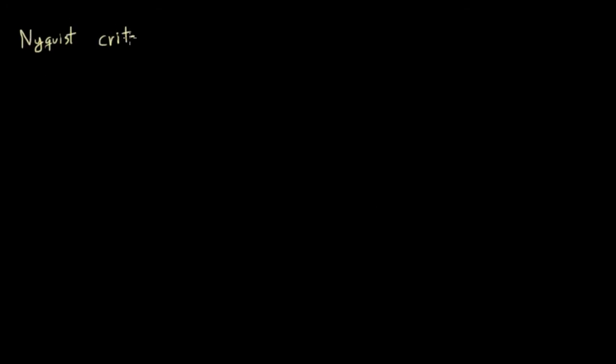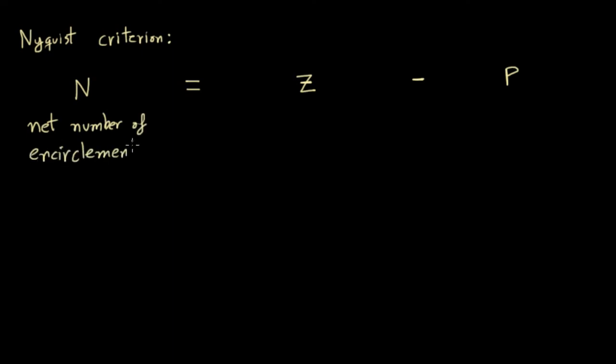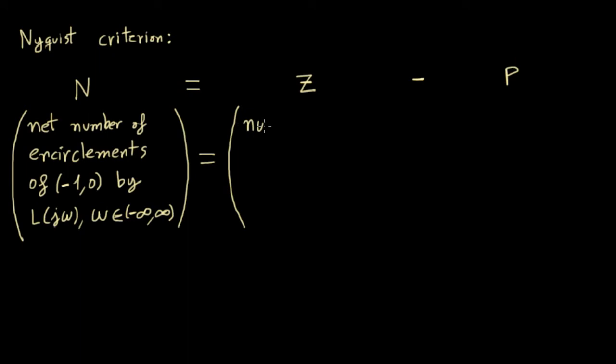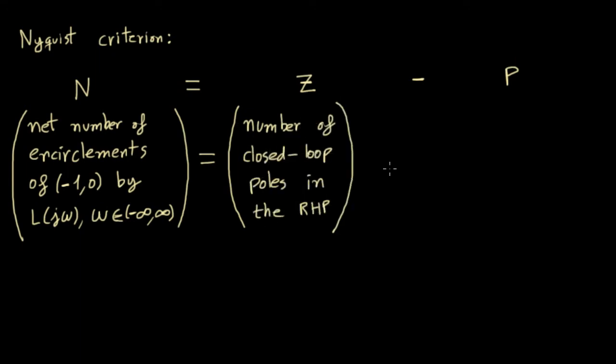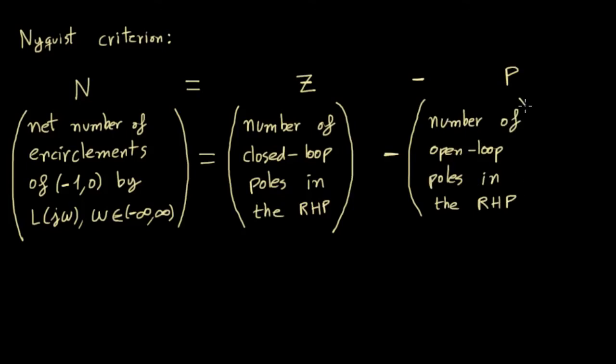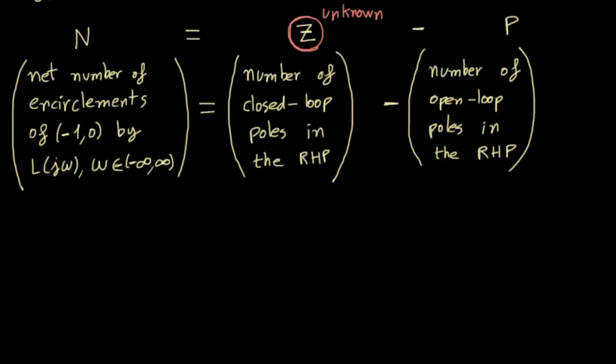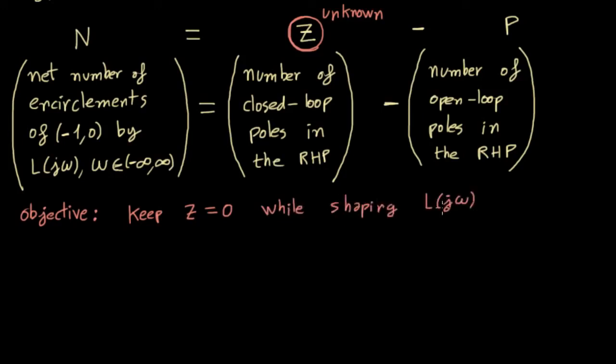So to make a long story short, the criterion can be stated as: the net number of encirclements of the critical point by L of j omega, with omega between -infinity and infinity, is equal to the number of closed loop poles in the right half plane minus the number of open loop poles in the right half plane. Recall that the unknown in this equation is Z, the number of unstable closed loop poles. Remember also that our purpose is to keep that number equal to 0 throughout the design process, in which we will be shaping L of j omega.